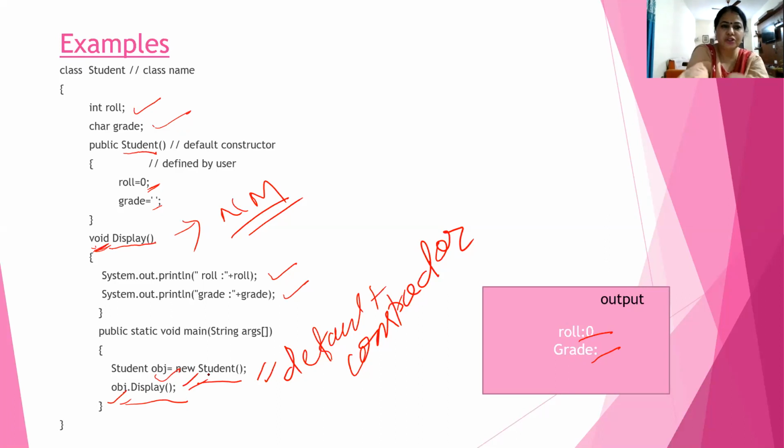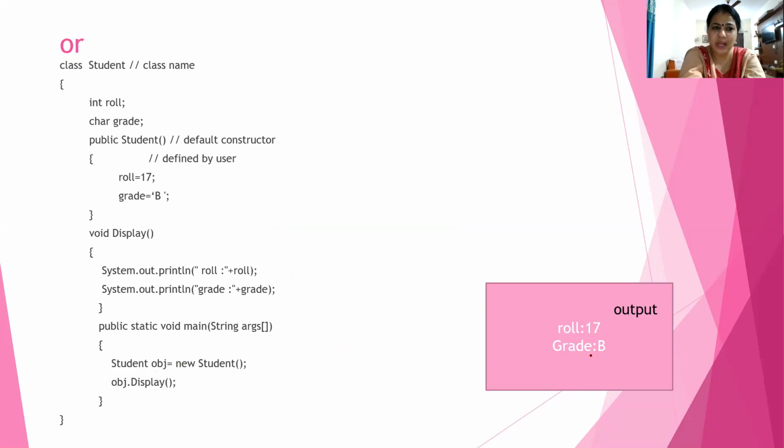Now the default constructor initializes with 0 and nothing, so that is what will be displayed. Now look at another example with the same procedure. Instead of 0 and nothing, I have initialized with 17 and the grade as b in the constructor. So I can initialize with a certain value also. That does not mean you have to initialize only with 0 or null. When I give roll number equal to 17 and grade equal to b and display it, look at the output: roll number is 17 and the grade is b.